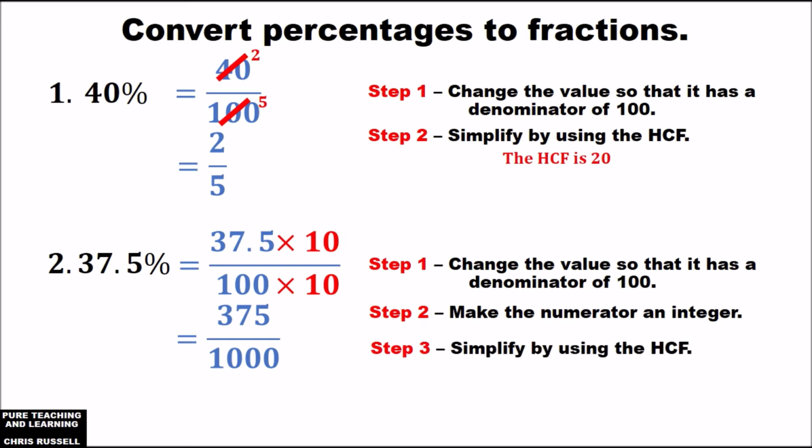Step 3, simplify by using the highest common factor. The highest common factor in this case is 125. 125 goes into 375 3 times. 125 goes into 1000 8 times. So now we have 3/8.